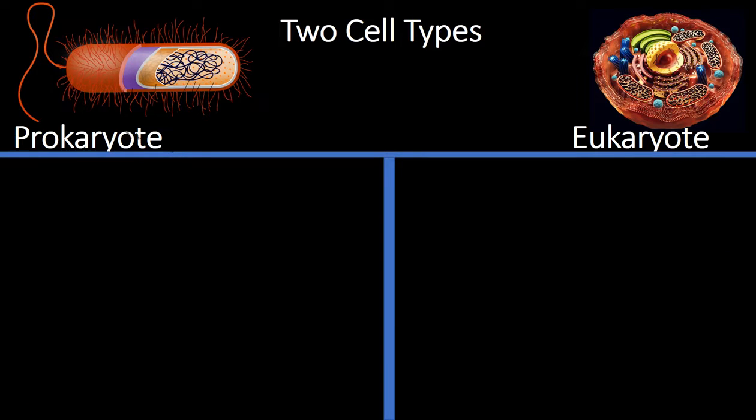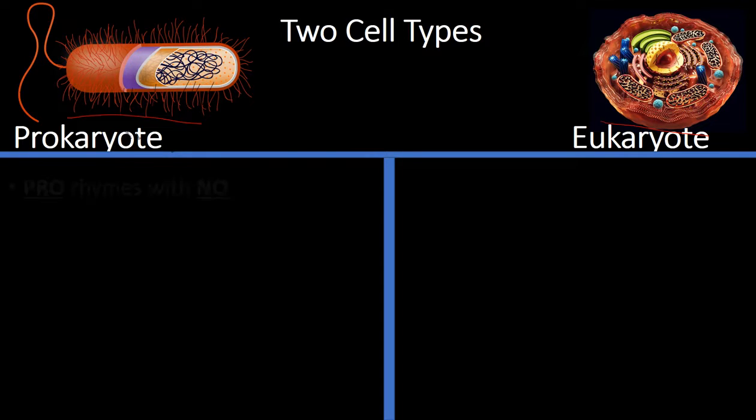If you take a look at these two pictures, to the left we have the prokaryote, and to the right we have our eukaryote. If I were to ask you which one looks more complex, which one looks like it has more stuff going on inside of it, it would be the eukaryote. Eukaryotes are far more complex than a prokaryote.